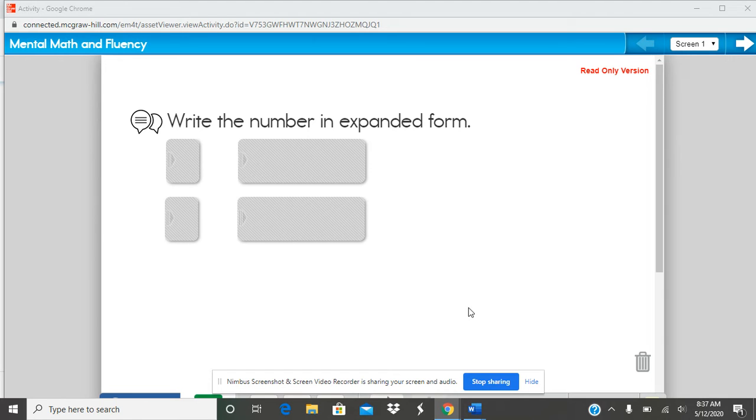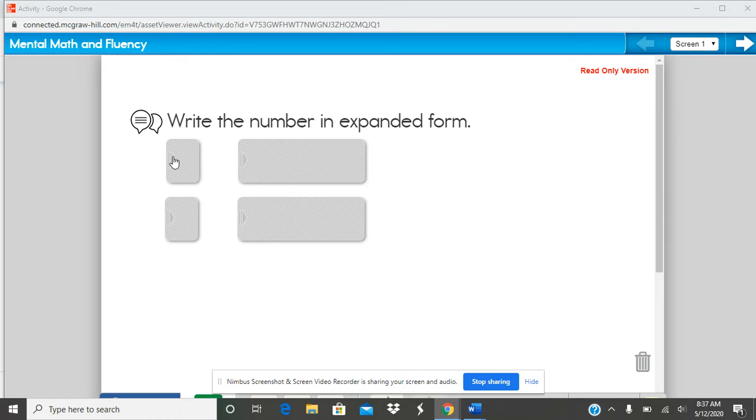So we're going to get started with our mental math and fluency. We've got some expanded form we're going to work on here. So as always, if you need to pause, you can always pause. If you have a whiteboard to write down your answers on, go ahead and grab that, or just a piece of paper would be fine.